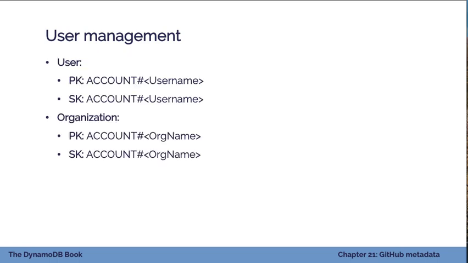So here's the pattern we're going to use here. For both users and organizations, or for users at least, the PK is going to be ACCOUNT#username. Same with the SK, ACCOUNT#username. Organization is going to be the same one, but with org name. So PK is ACCOUNT#orgname, SK is ACCOUNT#orgname. So again, you get uniqueness across these accounts because that name is going to be included in there and making sure you don't step on each other's toes.